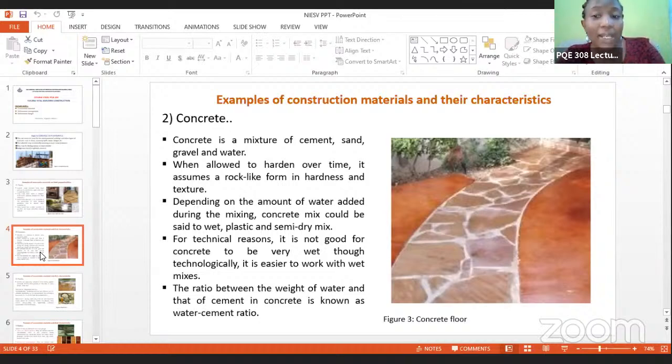We use mortar for plastering and rendering, depending on where you are doing the work in the house. Is it inside the house or is it outside the house? We don't use concrete to plaster, and we don't use concrete to render.